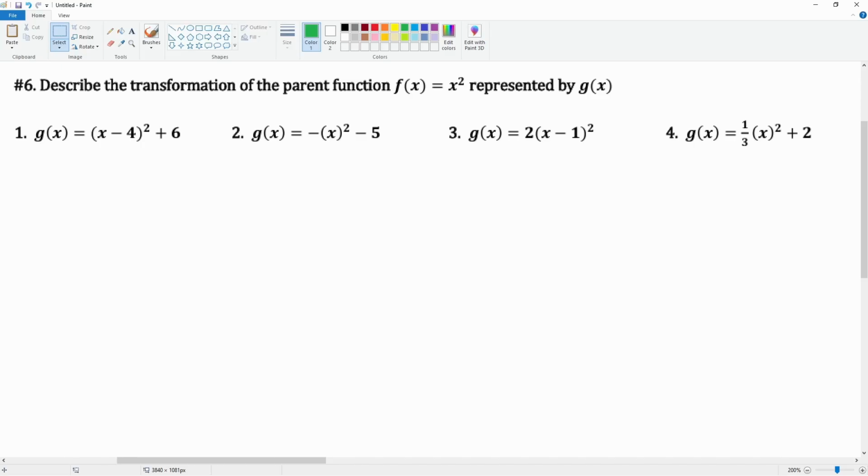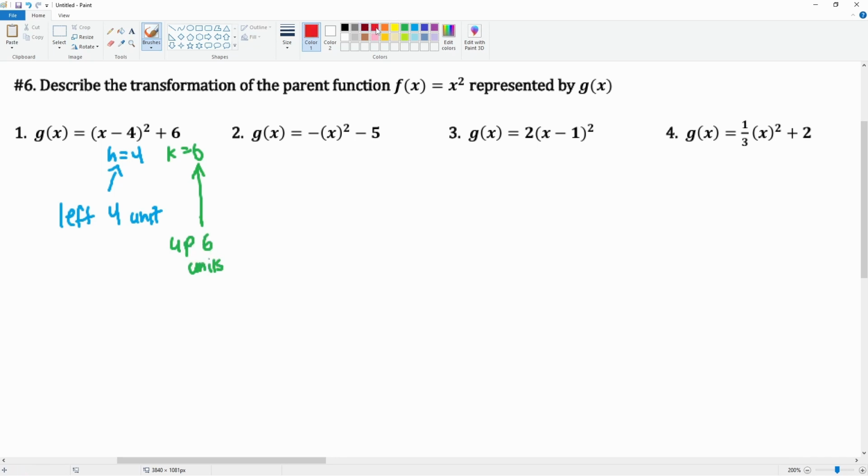Here we have number 6. You're going to describe the transformation of the parent function f of x equals x squared, represented by this g of x. So please understand what you need is the letters. Here it looks like there is an h of 4, and then there is a k of 6. So the h of 4, this part means left 4 units. And that 6 means this is up 6 units.